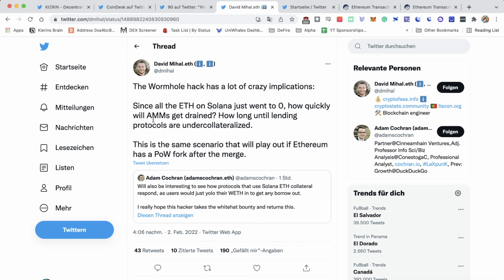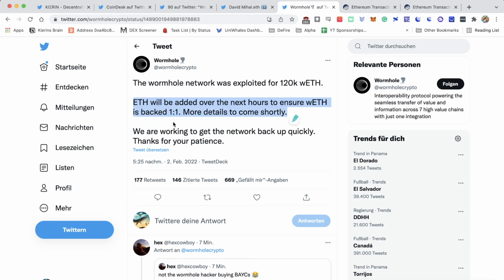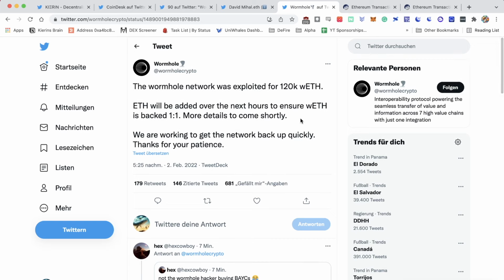Last but not least, this is also some news from the Wormhole team. The Wormhole network was exploited for 120,000 wrapped ETH, and ETH will be added over the next hours to ensure wrapped ETH is backed one to one. So actually what they want to do is fill up the missing ETH so that the wrapped ETH is backed one to one again, making sure that the consequences we just talked about, people getting liquidated, don't happen. So yeah, terrible, terrible exploit.